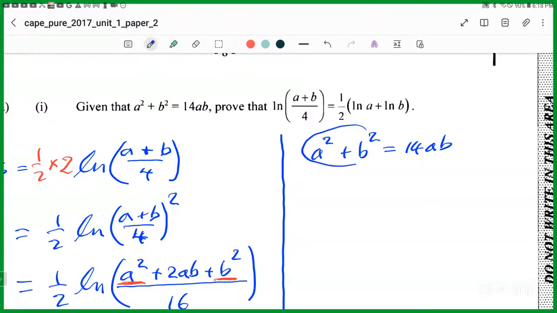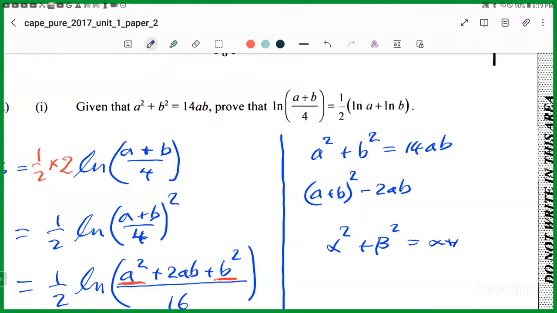Now this a squared plus b squared is the same as a plus b all squared minus 2ab, just like alpha squared plus beta squared is equal to alpha plus beta all squared minus 2 alpha beta. That's what I'm using right here, knowledge from that, the same thing. And all of that is equal to 14.